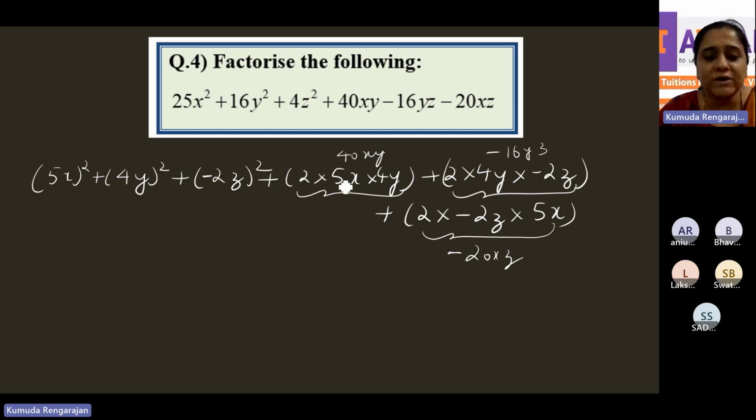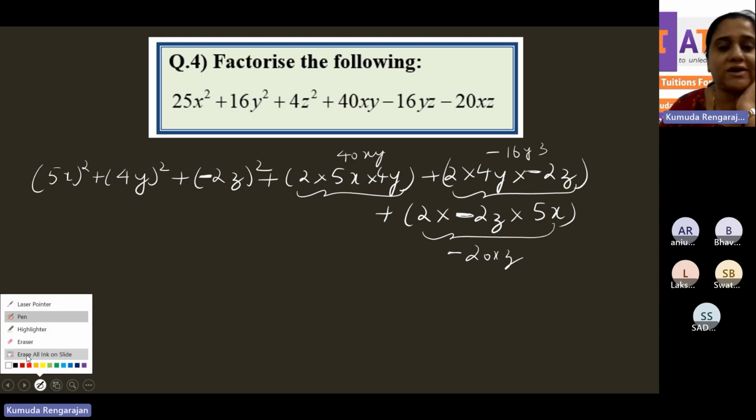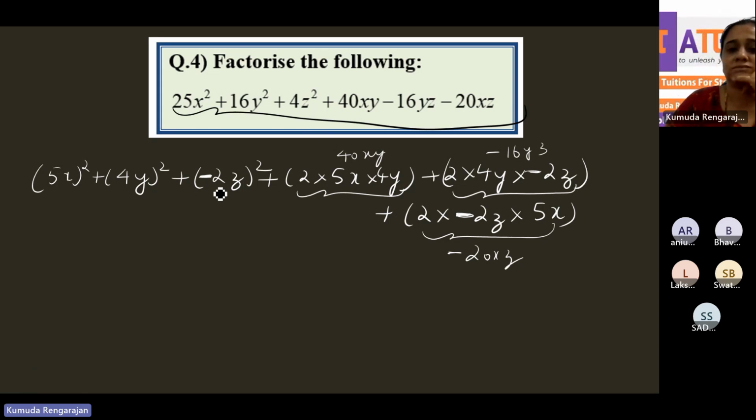Let's see if it's working. 5 2s are 10, 10 4s are 40, 40xy. Yes. 2 4s are 8, 8 2s are 16, minus 16yz. Yes. And 2 2s are 4, 4 5s are 20, minus 20xz. Yes, we are getting that. We are getting the negative signs because we fixed the minus to 2z. Otherwise you would have got only positive terms. We must get exactly the same terms as we have in the expression here.